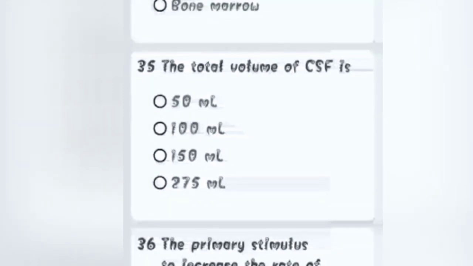Next question 35. The total volume of CSF, cerebrospinal fluid, is: option A, 50 ml, option B, 100 ml, option C, 150 ml, and option D is 275 ml. The answer of this question is option C, 150 ml.